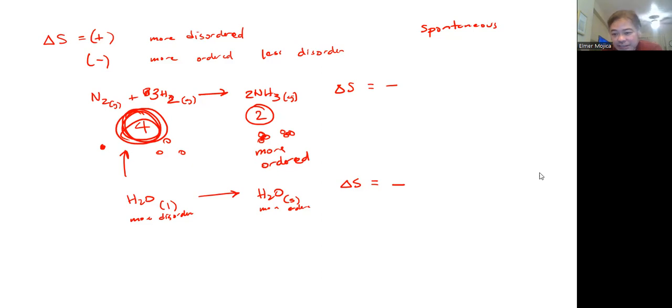Now, in a chemical system, when you put, let's say, an ice at room temperature, what will happen to the ice? Spontaneously, it will what? Melt. Spontaneously, it will melt. Okay? So the thing is, they try to determine by looking at the enthalpy if they can predict the reaction to be spontaneous or not.